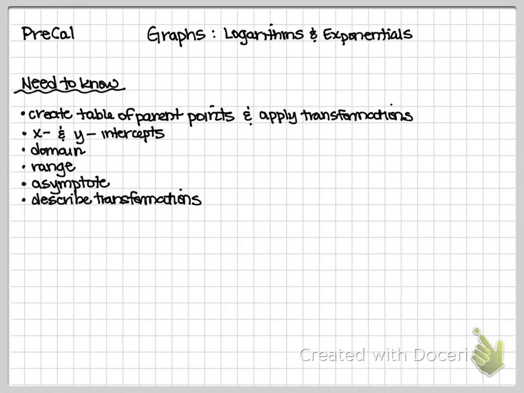Okay, so here's a quick little review on being able to graph logs and exponentials with transformations based off of some parent graph. So basically the things we need to be able to know how to do is create a table of parent points. So you need to be able to pull the parent out of the equation that's been given to you and then apply the transformations in the equation to come up with the new points. Determine the x and y intercepts, domain, range, asymptote, and then describe the transformations from the parent. So very similar to stuff that we've done before, just now specific for logs and exponentials.